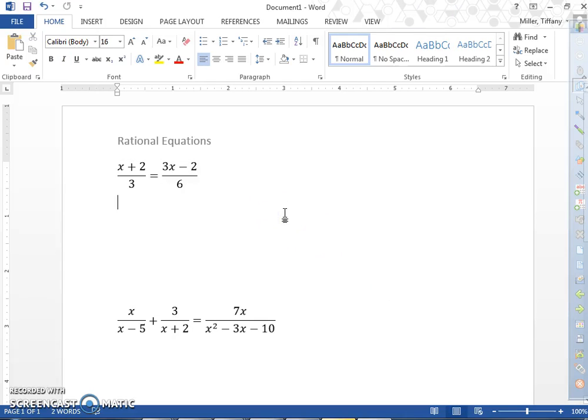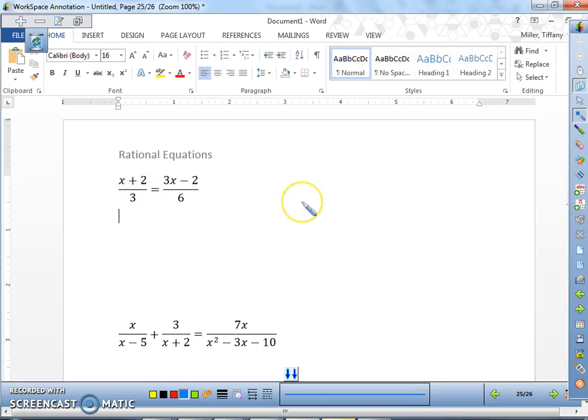We also looked at rational equations. Now, equations are when you have an equals, and so then you're solving for the x. So there were two different types we looked at. The first one was when we had two equations that equal to each other. And so when you have two equations that equal to each other, it's really simple. All you have to do is cross multiply.